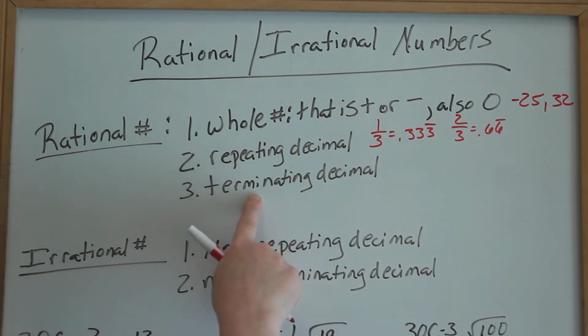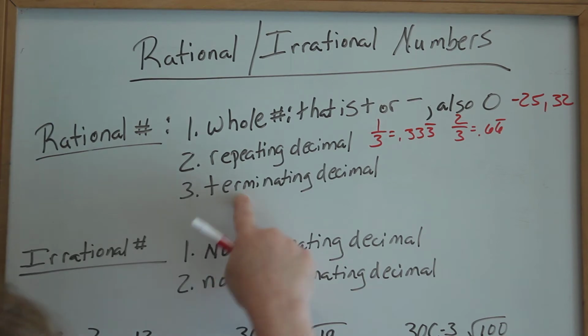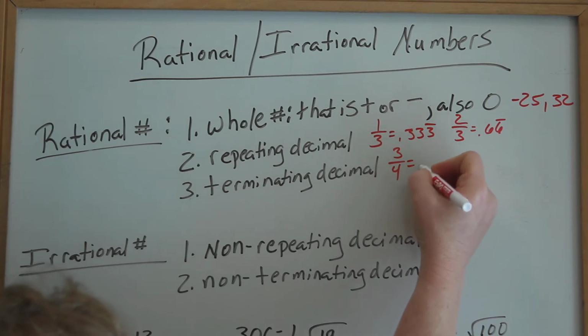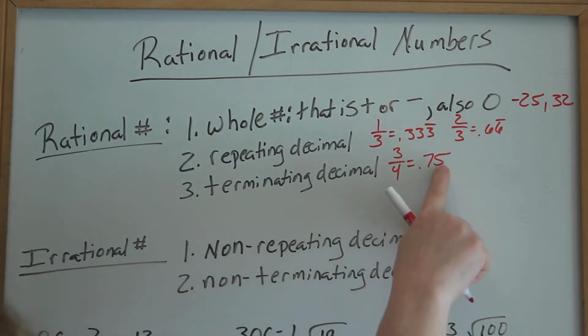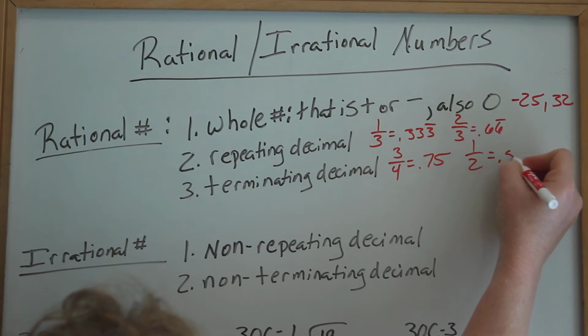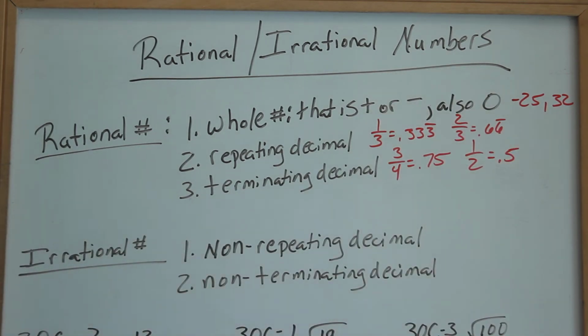Terminating decimal. Terminating means it has an end. If you are terminated from your job, it just ended. So a terminating decimal, 3/4. If you do 3 divided by 4, that is 0.75. It has an end to it. It doesn't keep going on forever. Okay, 1/2. 1/2 is 0.5. It has an end to it. Okay, so rational numbers are whole numbers that are positive or negative, a repeating decimal, or a terminating decimal. All of these are rational numbers.